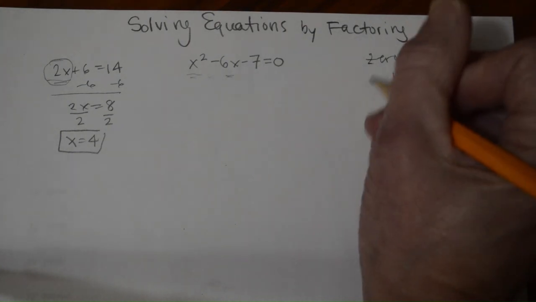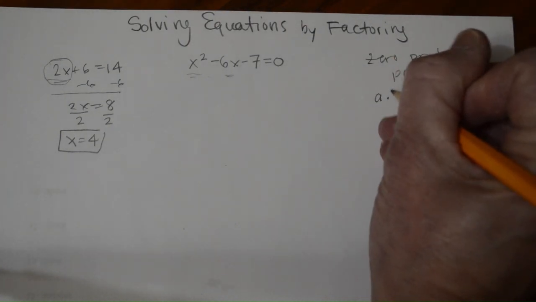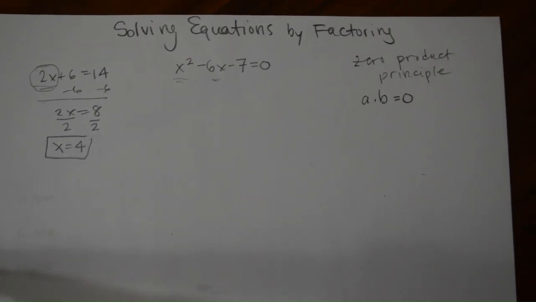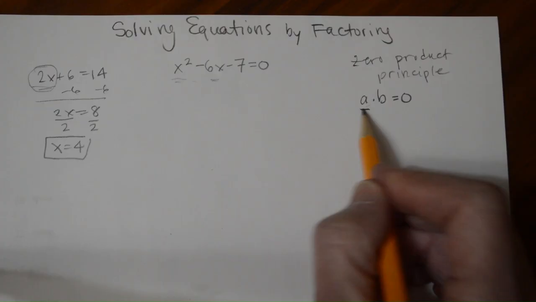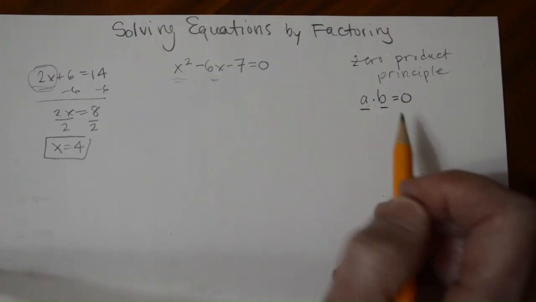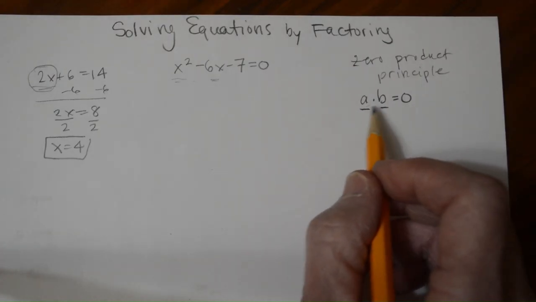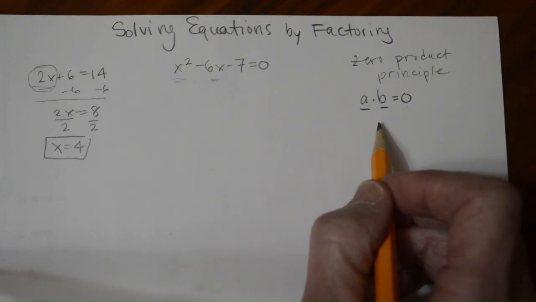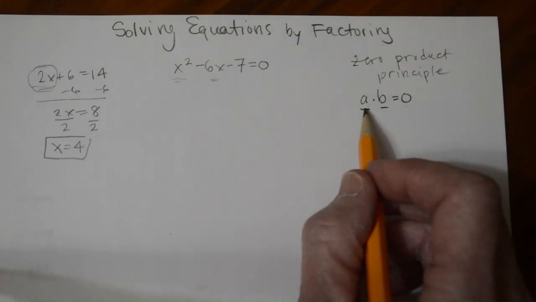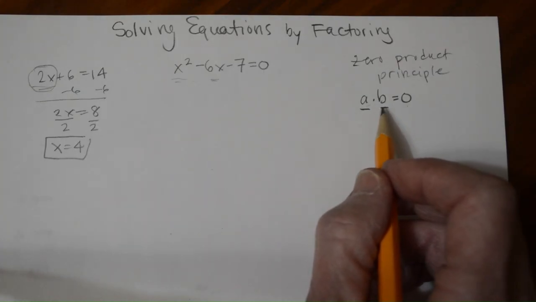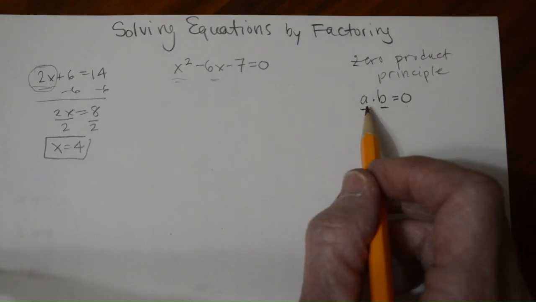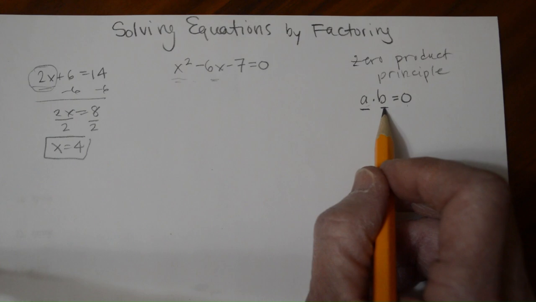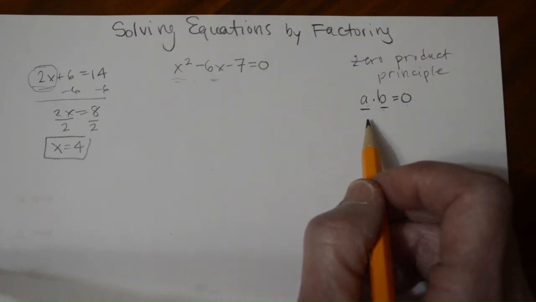The zero product principle says that if I have two things multiplied together and their product is 0, then the only way that can happen is if either A or B, or possibly both, is 0. But there is no way that we could have two non-zero numbers multiplied together to give us 0. That is a property that is unique to 0. So again, if I have two things multiplying to 0, I'm guaranteed that either A or B, or possibly both, are equal to 0.